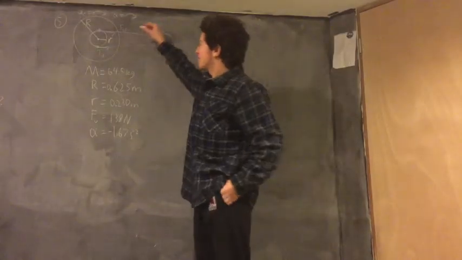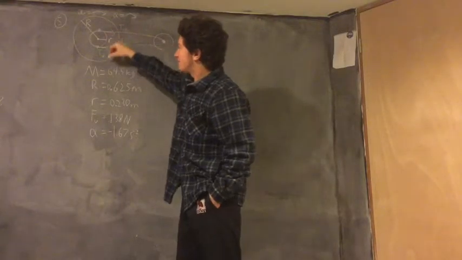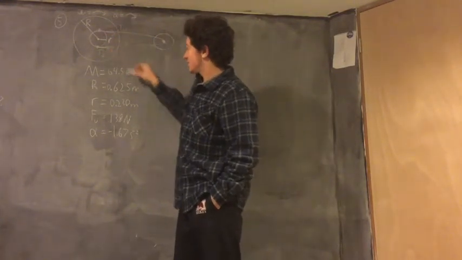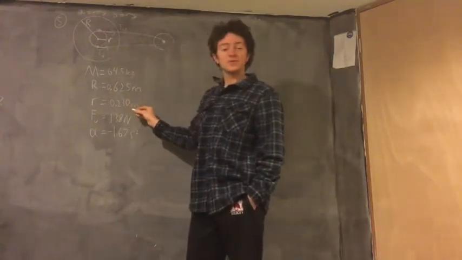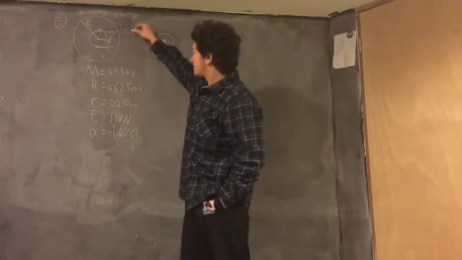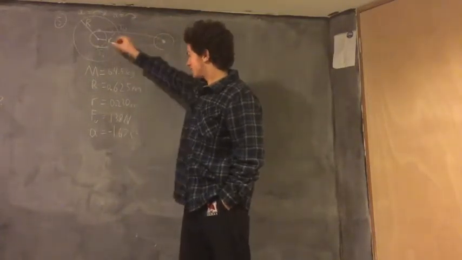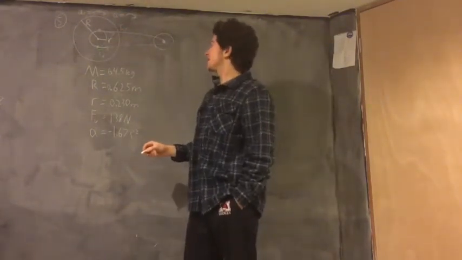Alright, so here's our diagram, and these are all the known constants that the problem gave us. The mass of the big flywheel is 64.5 kilograms. The big radius is 0.625 meters. The smaller radius in here is 0.230 meters. And the tension in the upper rope is 138 newtons. And the angular acceleration of the flywheel is negative 1.67 seconds to the negative 2.